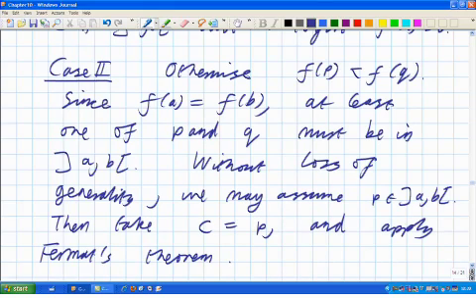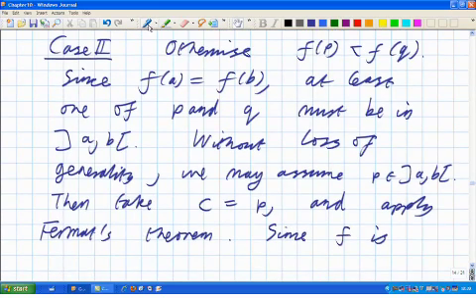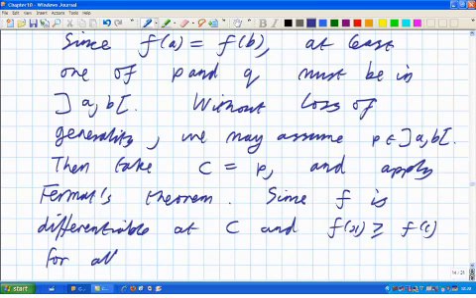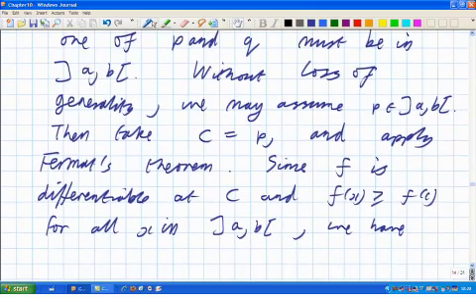Why can we apply Fermat's theorem? Because now C is strictly between A and B, and the function takes its minimum value there, and it's differentiable there, because we know we're differentiable on the open interval. Since f is differentiable at C, and f of x is greater or equal to f of C for all x in the closed interval even, but we only need the open interval, we have f prime of C equals 0. And we're finished.